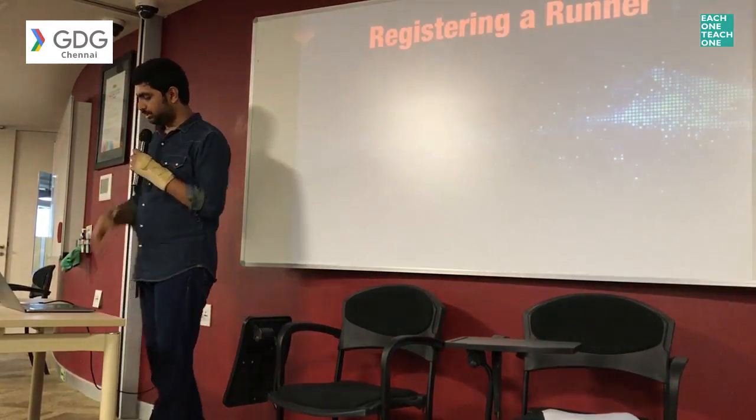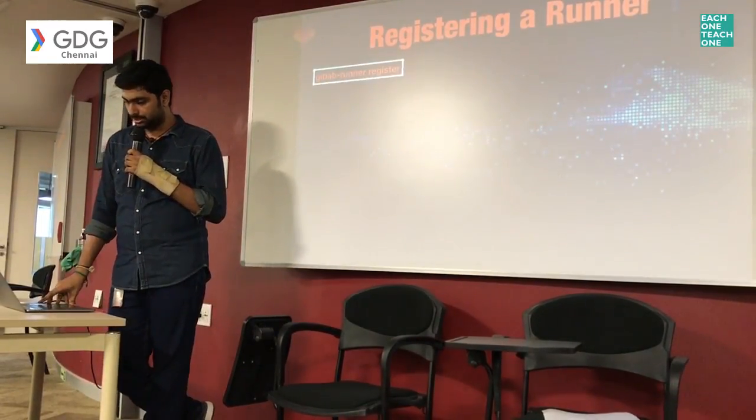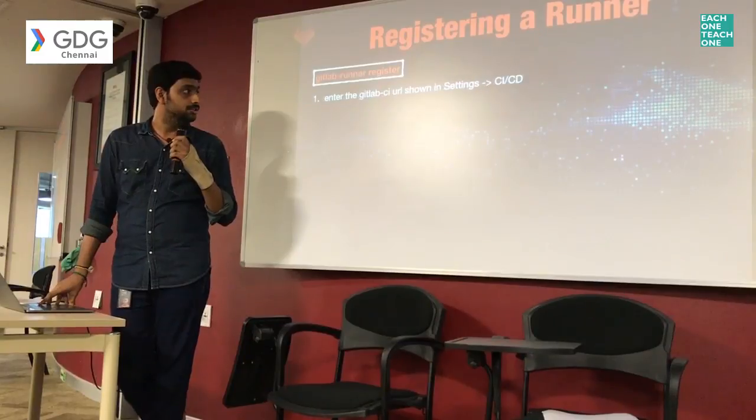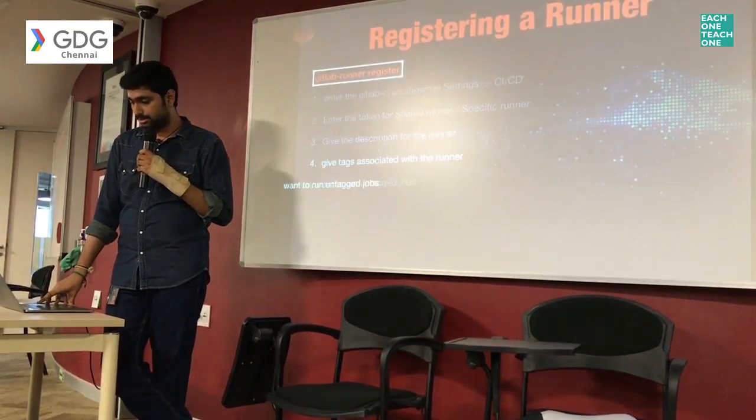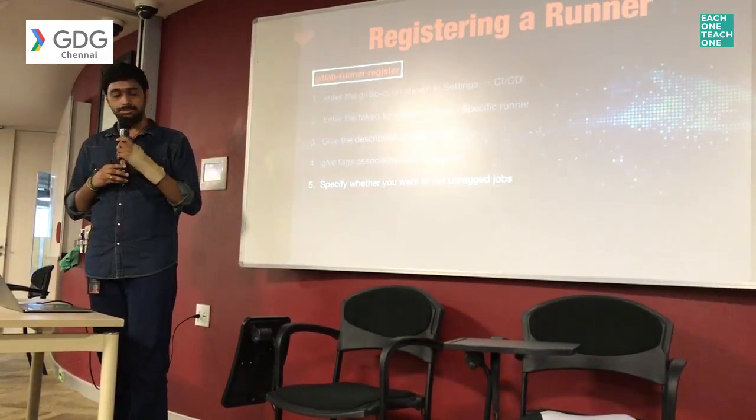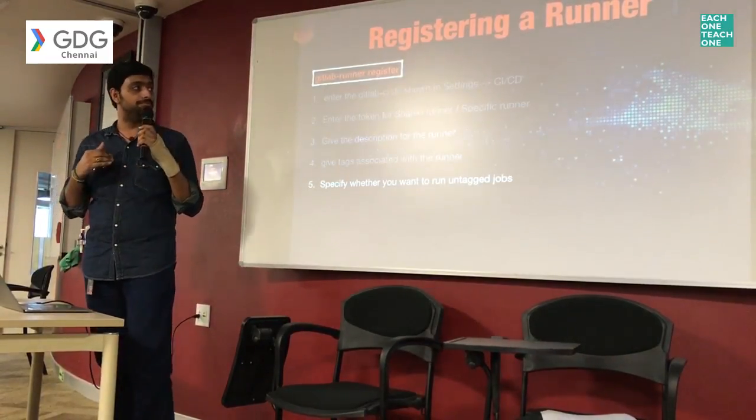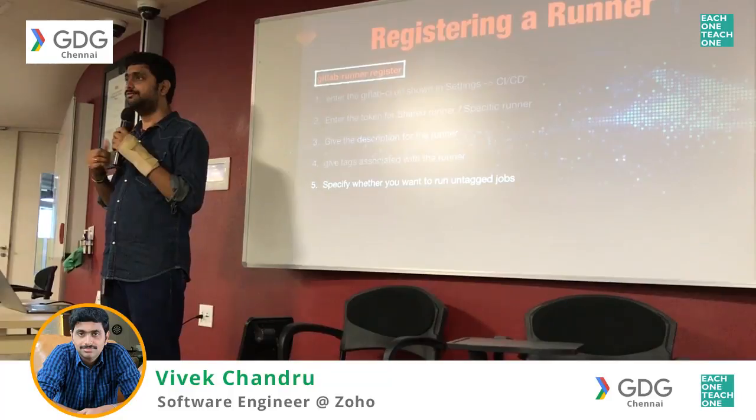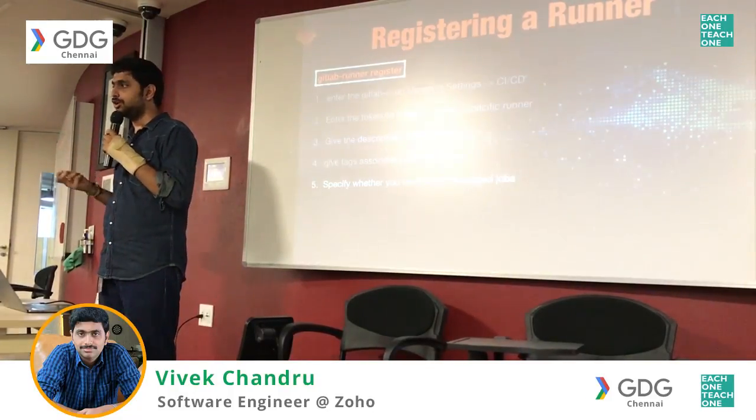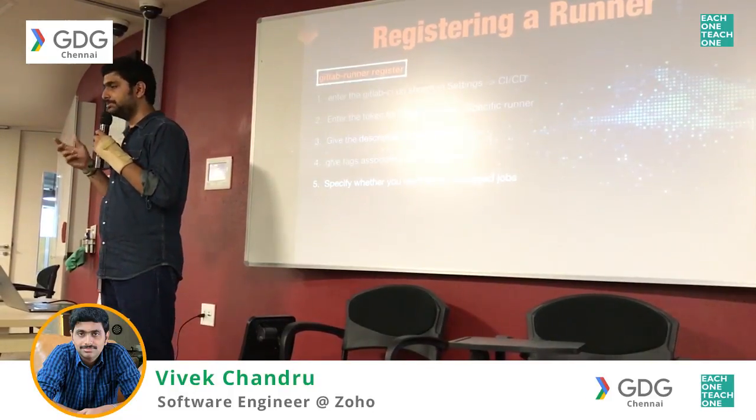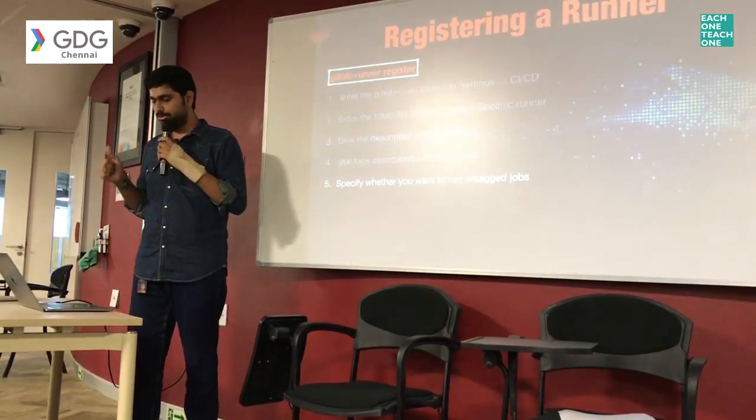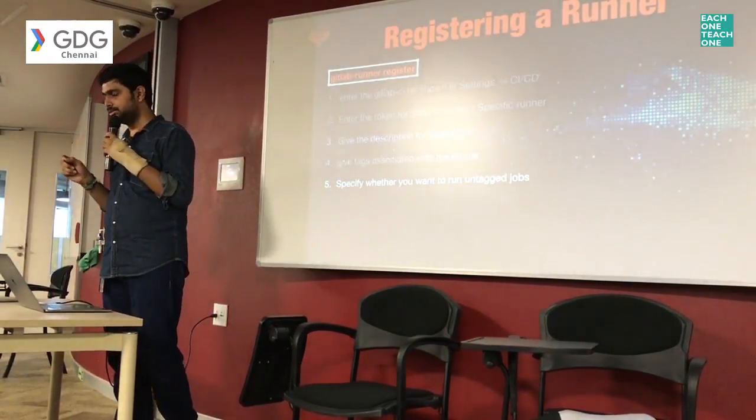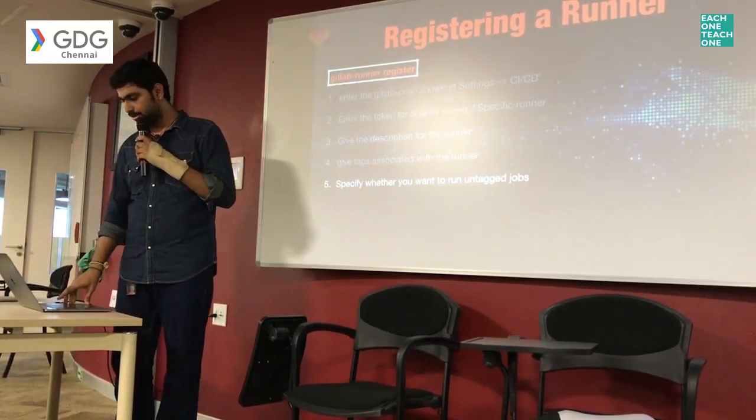Coming to the registering part, it's a simple command, gitlab-runner register. It will ask a lot of questions, but they are pretty simple. It will ask you for the GitLab CI URL. If you're going to use gitlab.com, you can simply say https://gitlab.com. That should be enough. And it will ask you for the token, which will be available in the settings of the repository. I will show you in a moment.